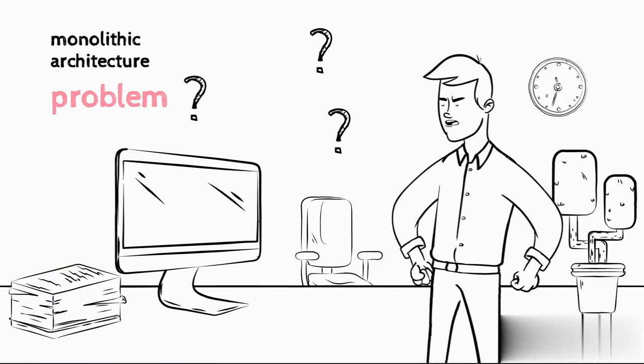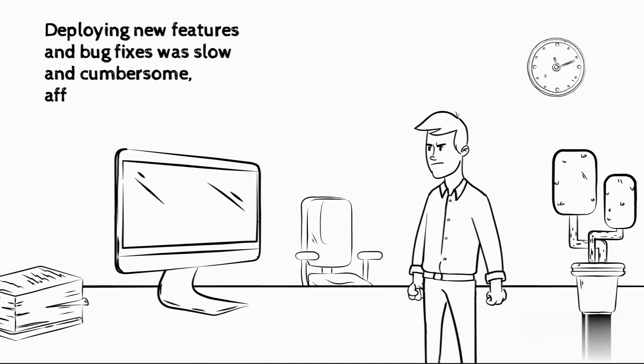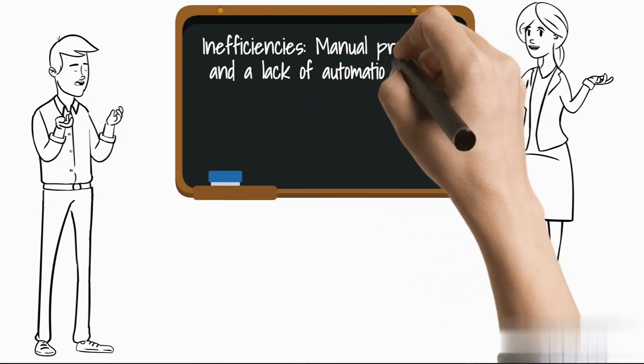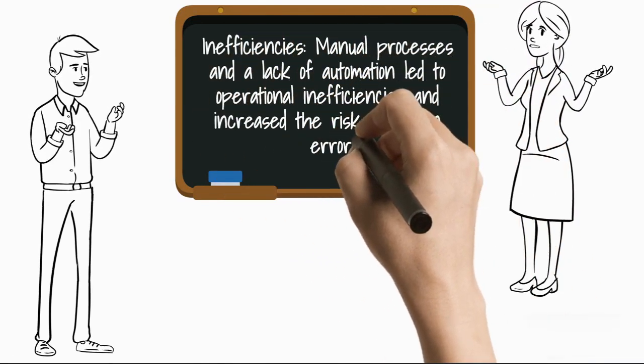frequent service outages. Slow release cycles. Deploying new features and bug fixes was slow and cumbersome, affecting the user experience. Inefficiencies. Manual processes and a lack of automation led to operational inefficiencies and increased the risk of human error.